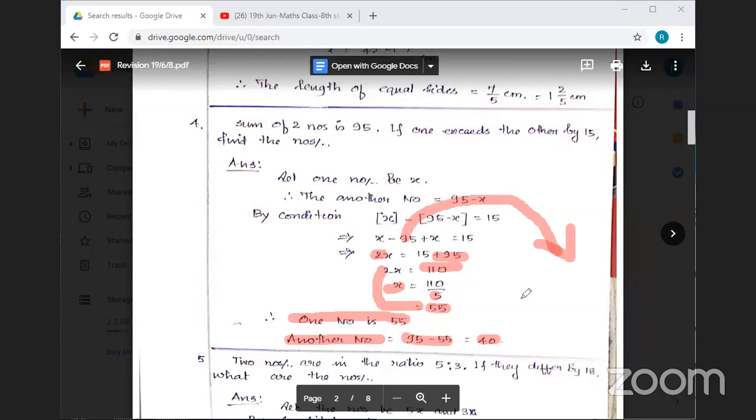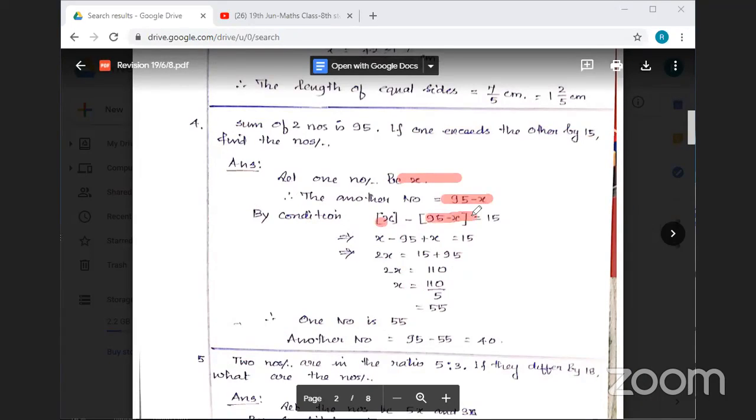Can I explain once again? One is x, another is 95 minus x. The difference is x minus (95 minus x) is equal to 15. So 2x minus 95 is equal to 15. 95 will go that side. It will be 110 by 2. Therefore, 55. One number is 55, and another number is 95 minus 55, which is 40. Any doubt in this? Shall we go to the next problem? Any doubt so far?